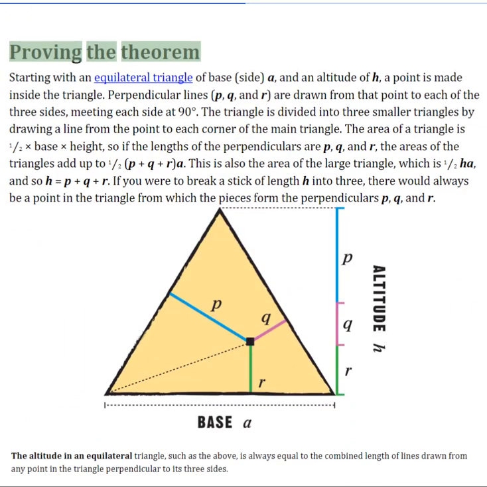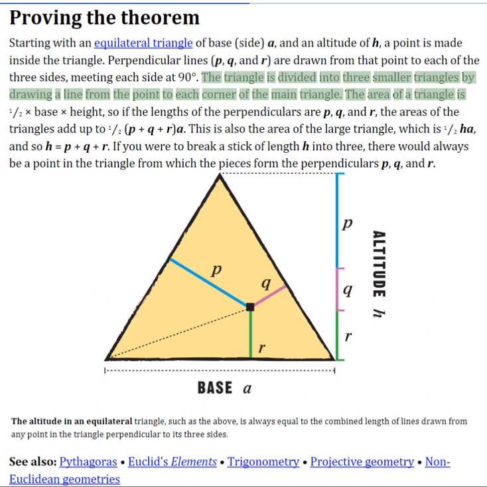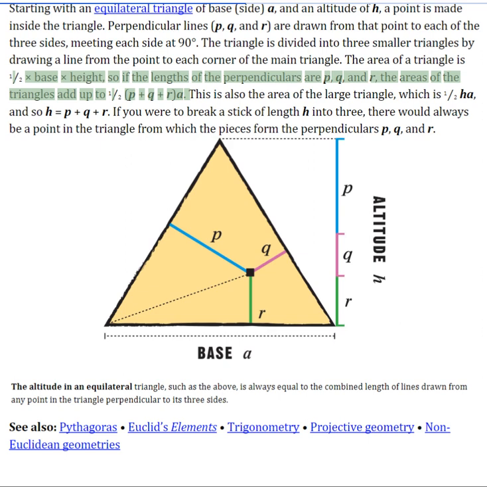Proving the theorem. Starting with an equilateral triangle of base a and an altitude of h, a point is made inside the triangle. Perpendicular lines are drawn from that point to each of the three sides, meeting each side at 90 degrees. The triangle is divided into three smaller triangles by drawing a line from the point to each corner of the main triangle. The area of a triangle is ½ base × height, so if the lengths of the perpendiculars are p, q, and r, the areas of the triangles add up to ½a(p+q+r).